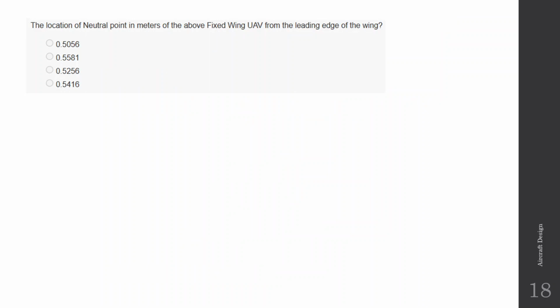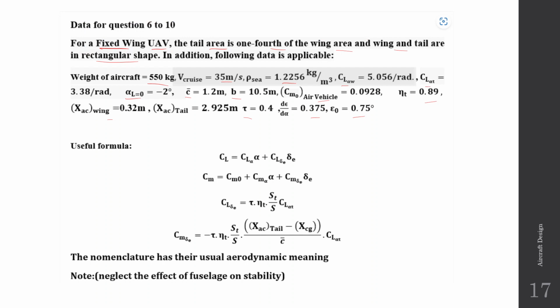This is the first question. The location of the neutral point, in meters, of the above fixed wing UAV from the leading edge of the wing is. Let me go back. We have to find out the neutral point in meters from the leading edge of the wing. So this is the data.